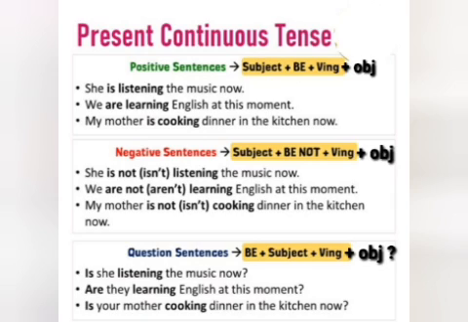This is the positive form of present continuous. How do you write the negative form of present continuous? So negative form of present continuous would be like subject plus is, am, are plus not plus V1 plus ing plus object. Yes. And the question form would be, again you bring the auxiliary verb in front of the subject. So it is like is or am or are plus subject plus V1 plus ing plus object.